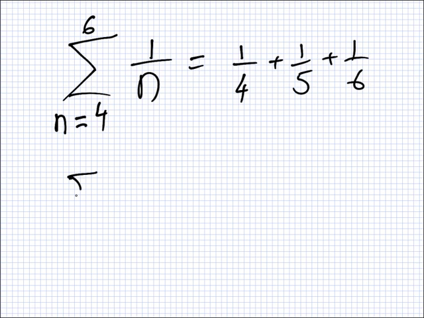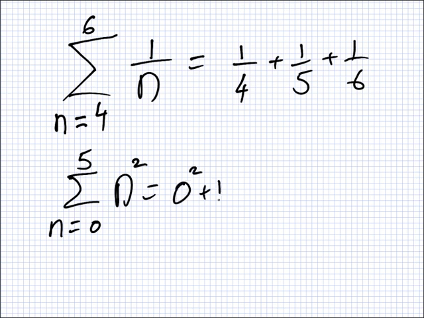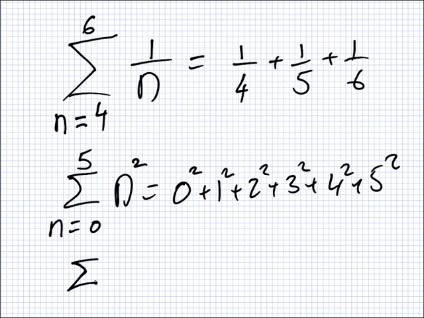Here's another example. Maybe I start at 0 and I go to 5, n squared. So what would be first? 0 squared plus 1 squared plus 2 squared all the way until you get to 5 squared. Do you see what's happening here? Yeah. What about this one? What one would that be? 1, 2, 3. Like that. The symbol means plus. Okay. This always means sum.